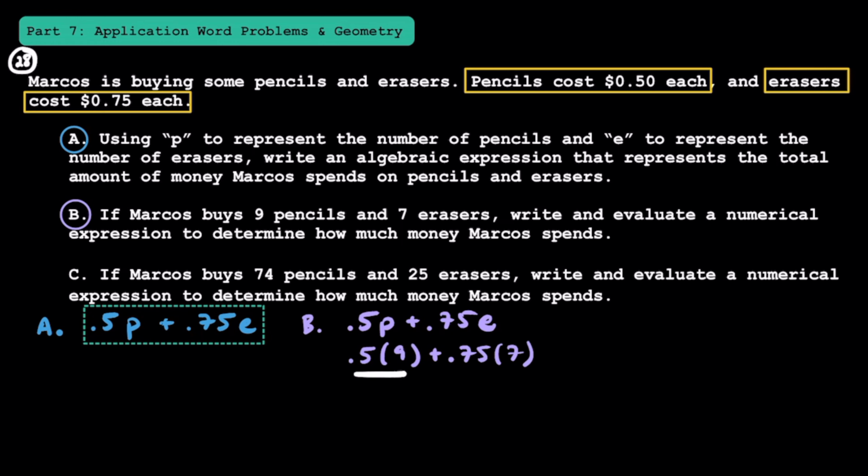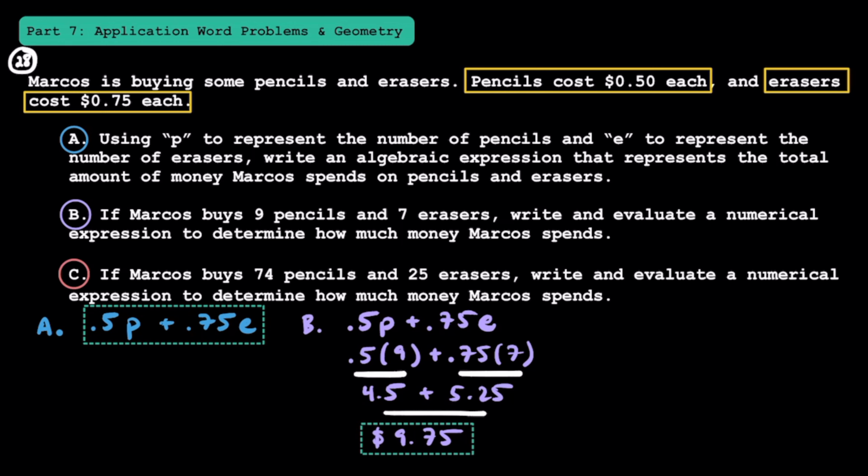9 pencils at 50 cents each, or 0.5 times 9, that's going to equal 4.5 or $4.50. And 0.75 times 7, or 7 erasers at 75 cents each, is going to be a total of $5.25. Adding the total price of the pencils together with the erasers, we're going to get a total of $9.75. This would be the total cost for the 9 pencils and 7 erasers.